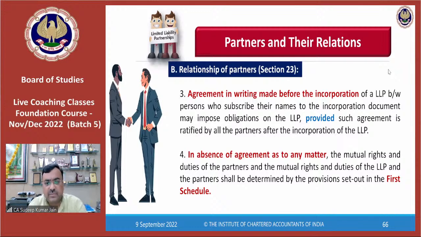In the absence of agreement as to any matter, point number 4: in the absence of agreement as to any matter, the mutual rights and duties of the partners and the mutual rights and duties of the LLP and the partners shall be determined by the provisions set out in the first schedule. It means if something is missing in the partnership agreement and an issue arises, then we have to follow the first schedule. Okay?